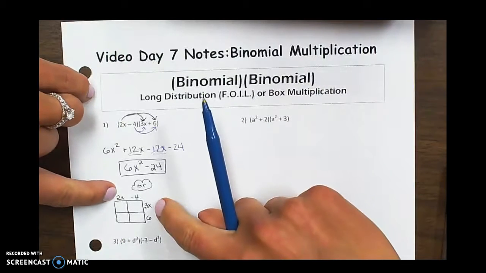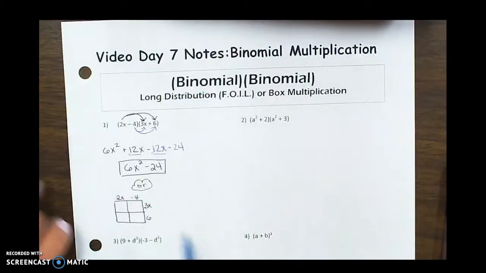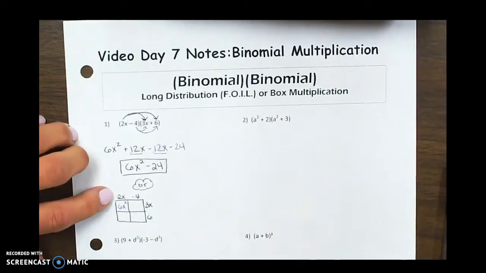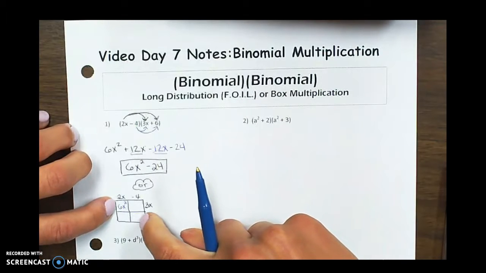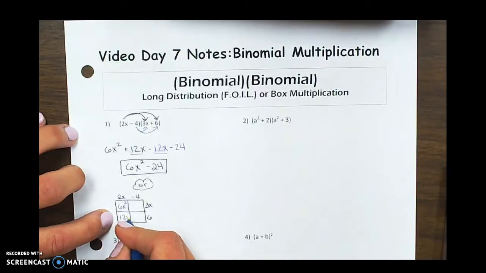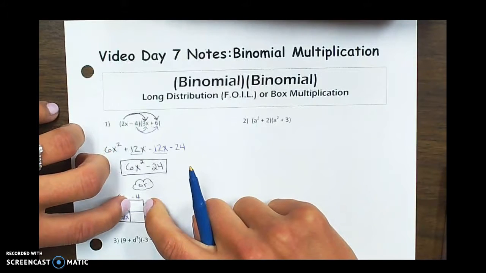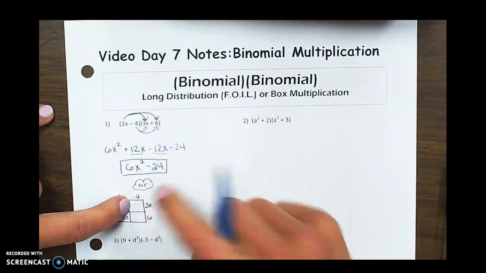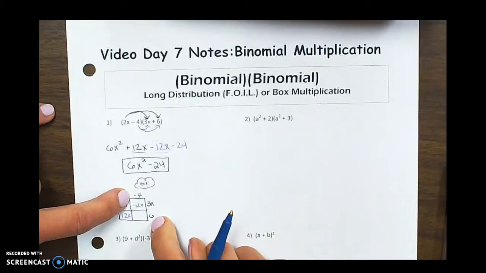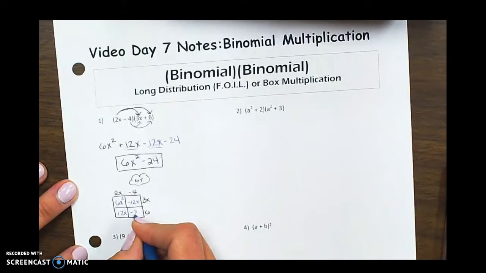So here I have a 2x, here I have a 3x. So I'm going to multiply them together and put them in the first box. So 2x times 3x is 6x squared. Now I'm going to take the 2x times the 6, multiply them and put it in the bottom box there. And that's going to be a positive 12x. Then I'm going to take a negative 4 and a 3x, multiply them and put it in the top right-hand box there. And that's a negative 12x. And then I have negative 4 and 6. I multiply them together for the last box, which gives me a negative 24.